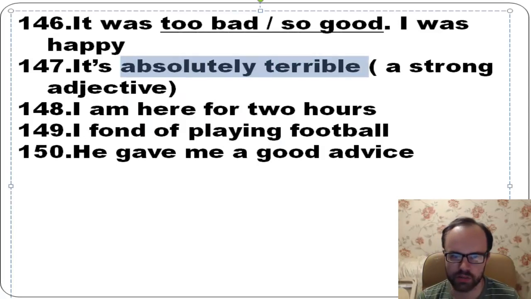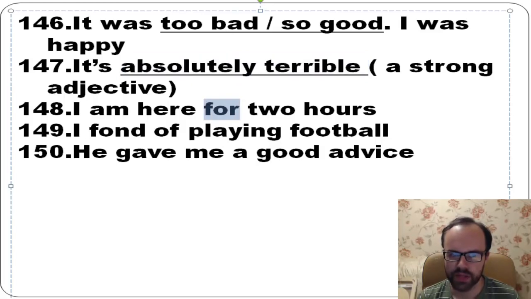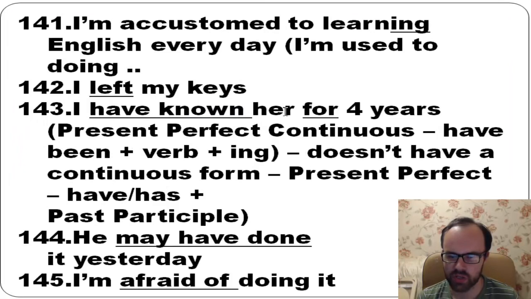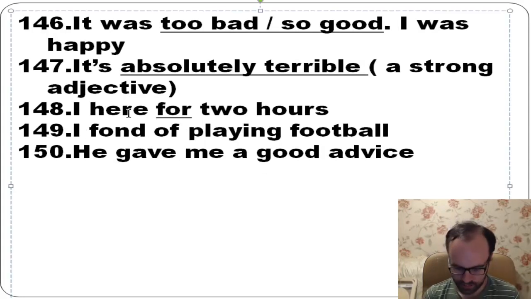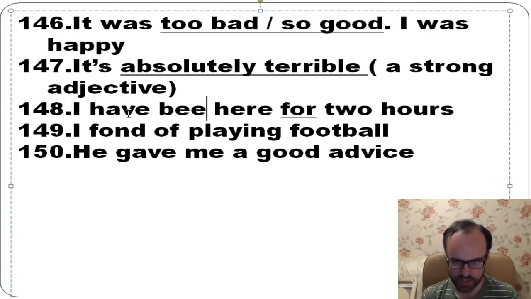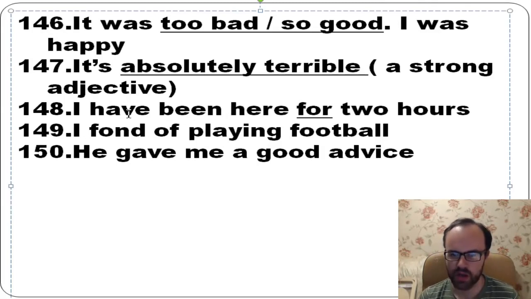It's absolutely terrible. I'm here for 2 hours. For tells us that we need to use present perfect continuous. It's what we were talking about here. Yeah, but you know that we say that be doesn't have a continuous form, so you need to use present perfect. I have plus be: was, were, been. I have been here for 2 hours.